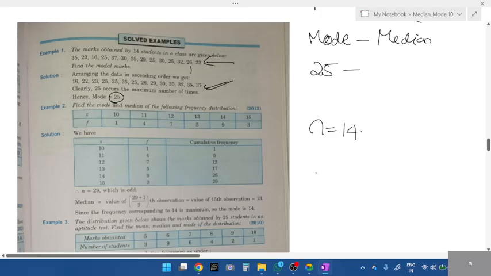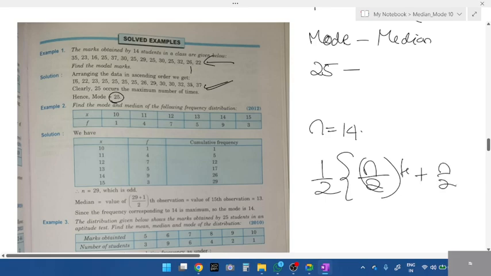14. If it is an even number, what's the formula for even? Not n by 2, but 1 by 2 into, correct, n by 2 plus, 14 into 1 by 2 into 14 divided by 2 is plus 8th term.